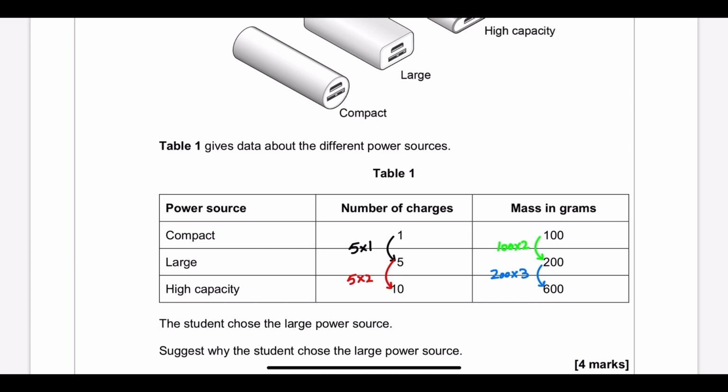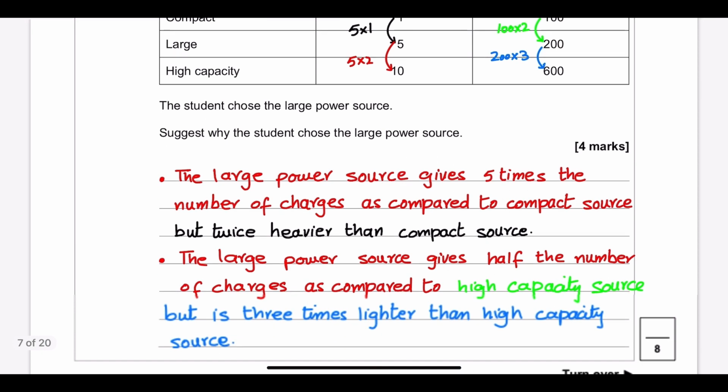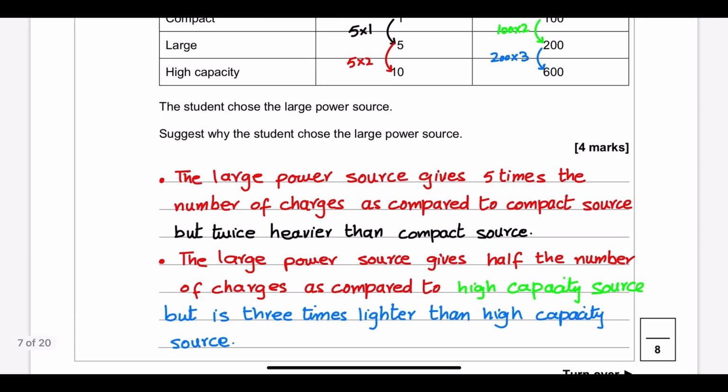Let's see the model answer. The large power source gives 5 times the number of charges as compared to the compact source, but is twice as heavy as the compact source. We can see here this gives 5 times more charges as compared to the compact one, but it is twice as heavy as the compact one.